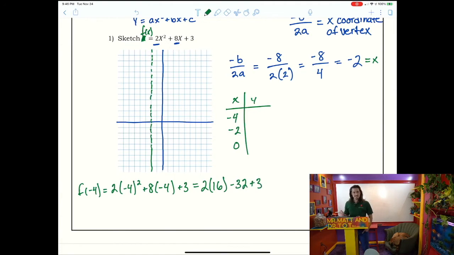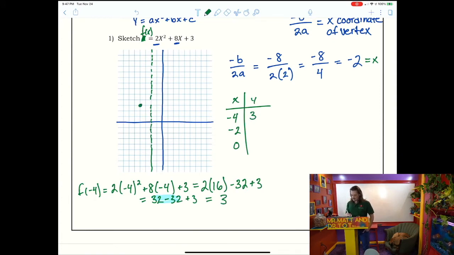2 times 16 is 32, so we're going to have 32 minus 32 plus 3. Notice that 32 minus 32 will cancel out because they're equal magnitude but opposite signs, so that just leaves me with 3. So when x is equal to -4, y is equal to 3. So I can go ahead and plot that point. That's right there.